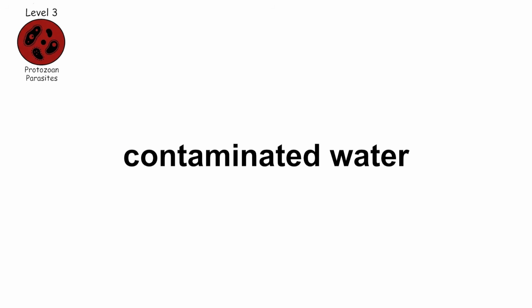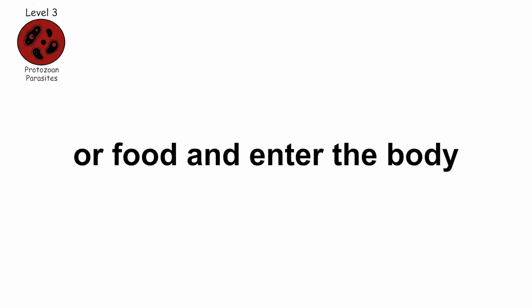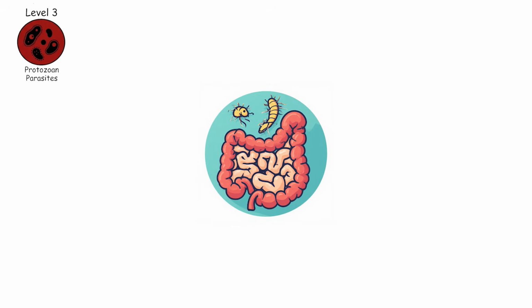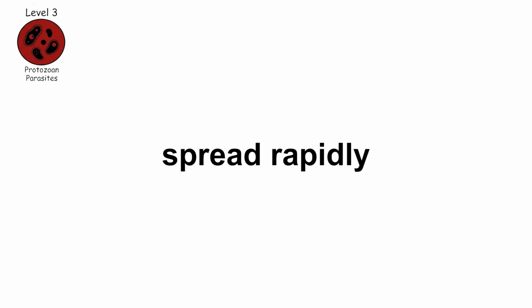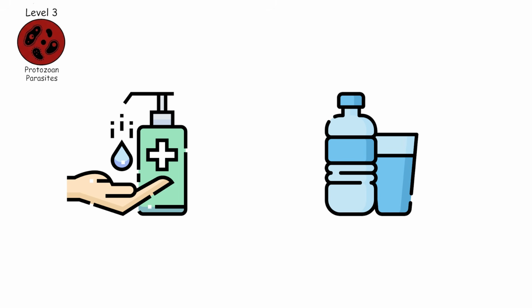Some live in contaminated water or food and enter the body when a person consumes them. Once inside the intestines, they multiply rapidly and can cause severe stomach illness, diarrhea, and dehydration. Because protozoa reproduce quickly, infections can spread rapidly if sanitation and clean water are not available.